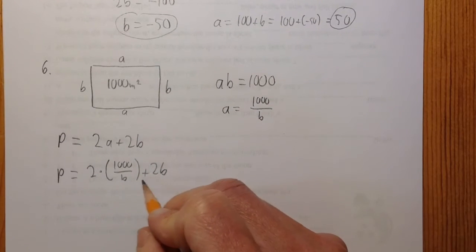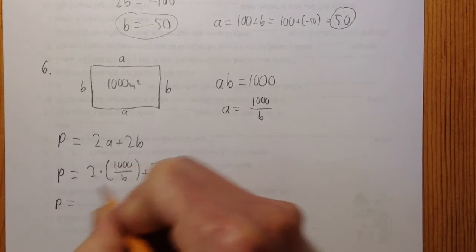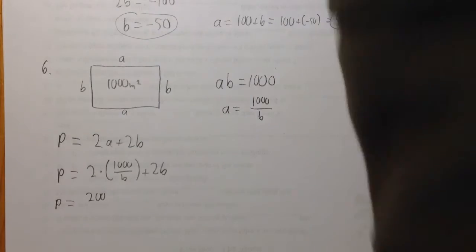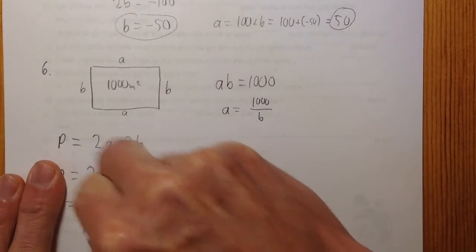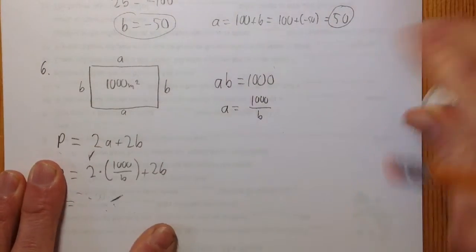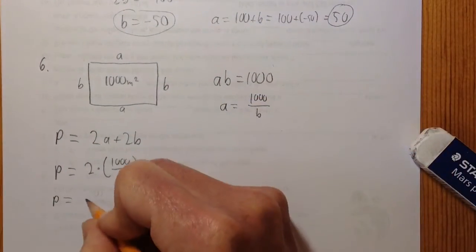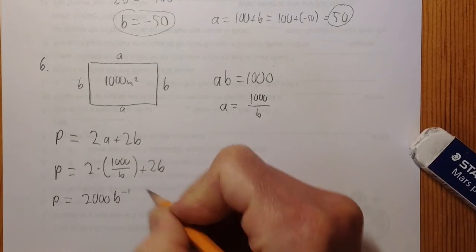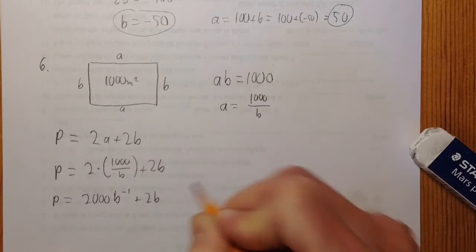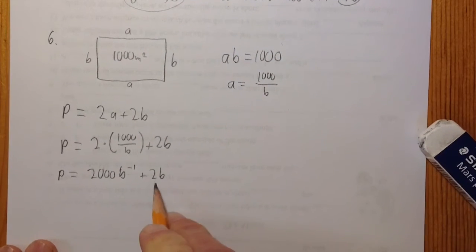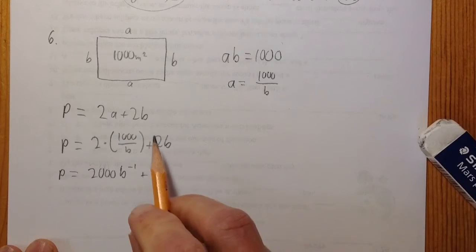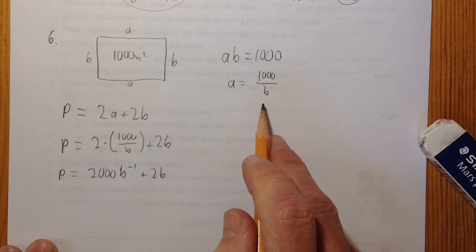Or do that math. So the perimeter is 2,000 over b. Let's write that as 2,000 b to the minus 1, because that's easier to take the derivative of, since the b is in the bottom. So 2,000 b to the negative 1 plus 2b. Take the derivative with respect to b, we find out what b gives us the smallest, and then we can figure out a, because a is 1,000 divided by b.